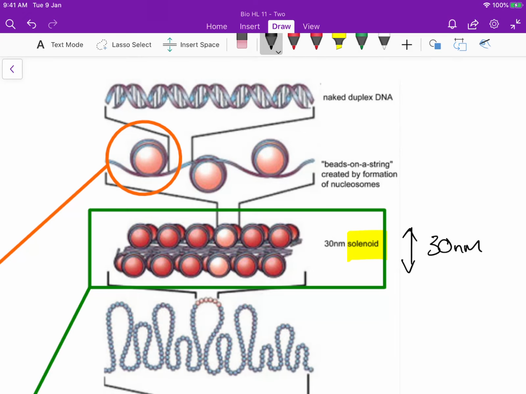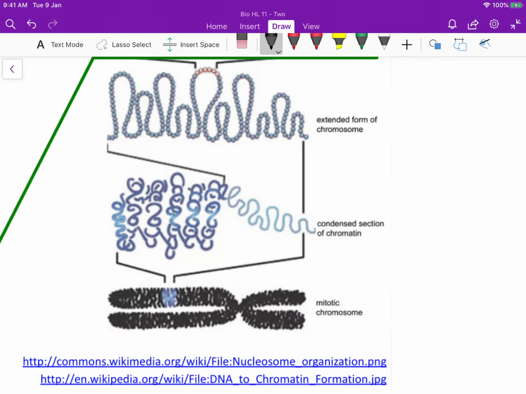And then what that does is that then goes backwards and forwards and backwards and forwards and backwards and forwards, and it creates an extended form of the chromosome. And so we see that this kind of goes backwards and forwards and then is arranged and arranged and kind of wrapped around until eventually we get to the X-shaped structure.